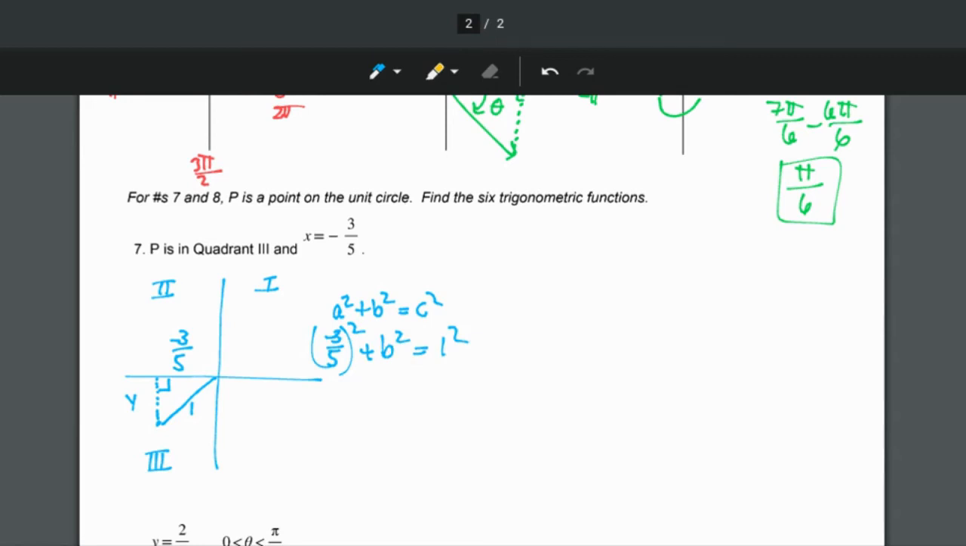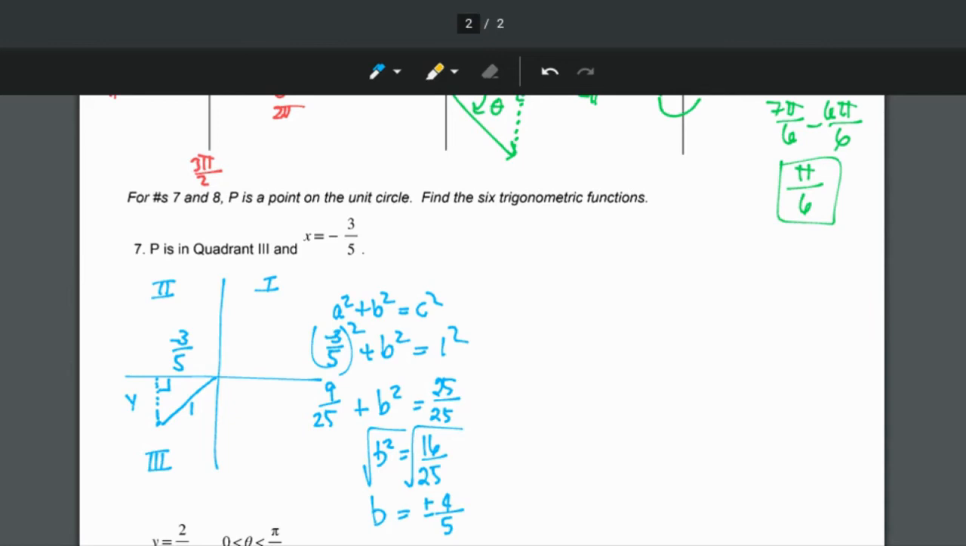Recall that when you square a negative, that becomes positive. So this is 9/25 plus b squared. And 1 squared is 1, but I'm going to write it as 25/25 so that I have common denominators. When I subtract 9/25 from both sides, I get 16/25. And when I take the square root of both sides, I would get plus or minus 4/5.